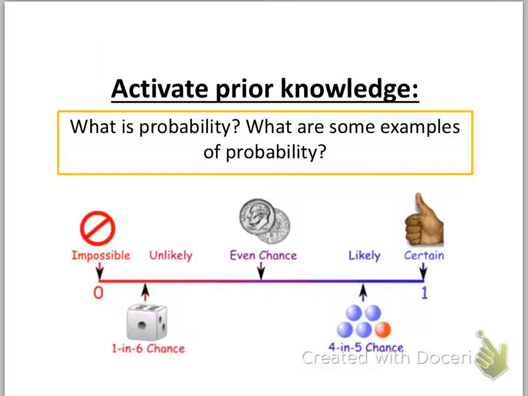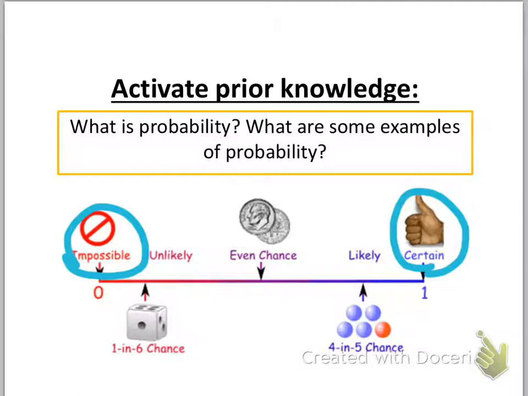So what is probability? What are some examples of probability? So basically, in probability, you've got between a 0 and 1 possibility of something happening. If it's a 0, it's going to be impossible. If it's a 1, it is certain it is going to happen.